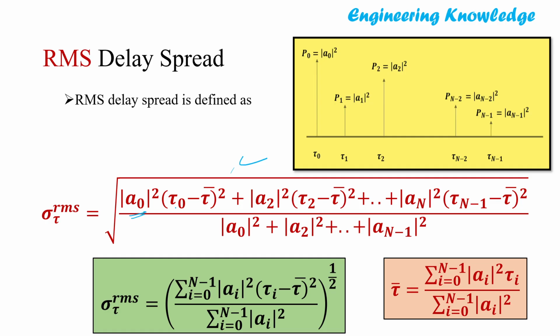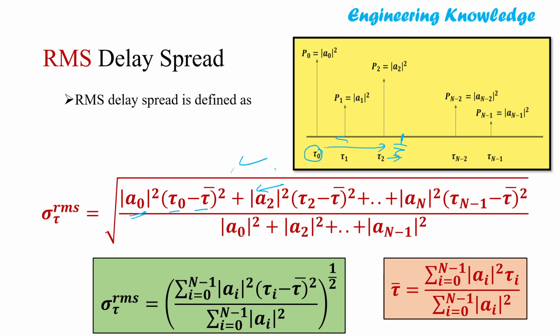|a0|^2 (τ0 minus τ bar)^2, where tau naught is the time of arrival of the first component, and tau bar comes somewhere here. So what is the difference between this component and this component? Similarly, |a2|^2 (τ2 minus τ bar)^2, which will be the gap between these two components, and this will go like this.